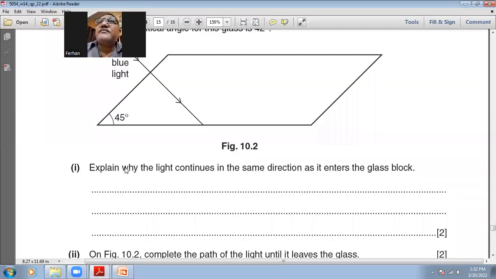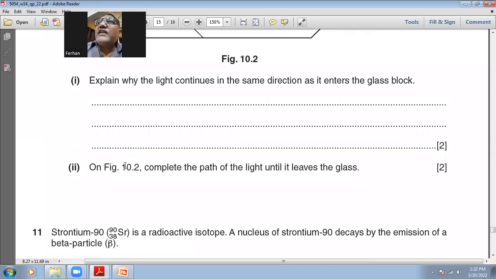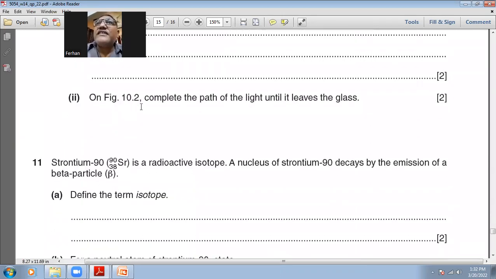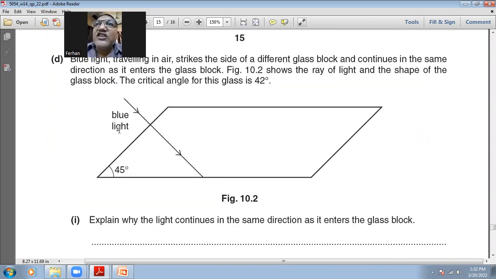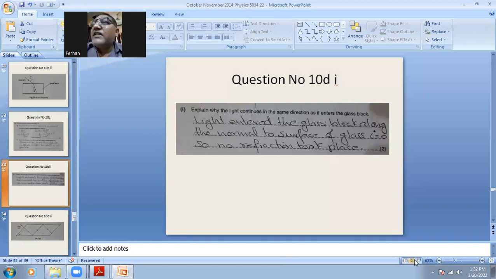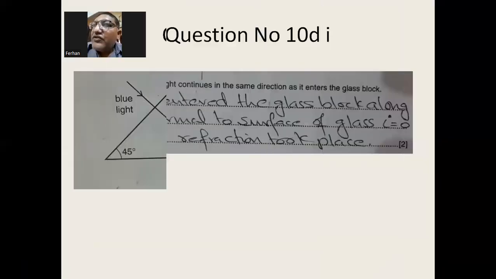So we are done with this 2 marks question. He says, on figure 10.2, complete the path of the light until it leaves the glass. So we have to complete this path. Okay, let me show you. I have done this, and let me show you.